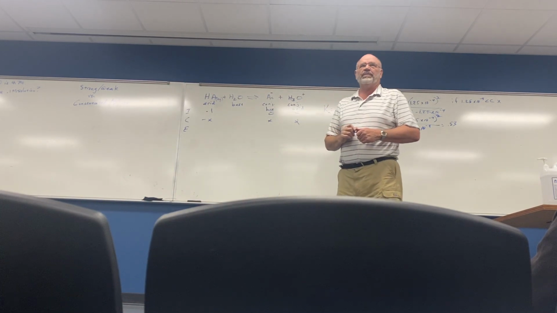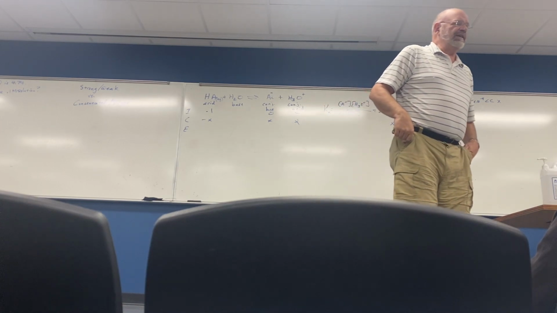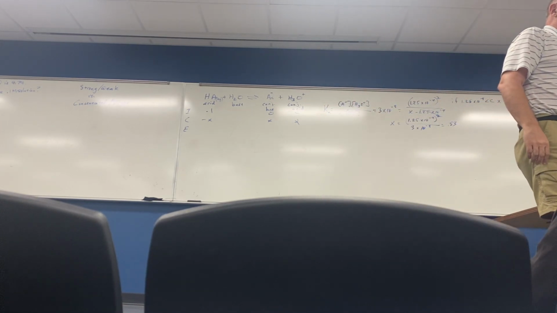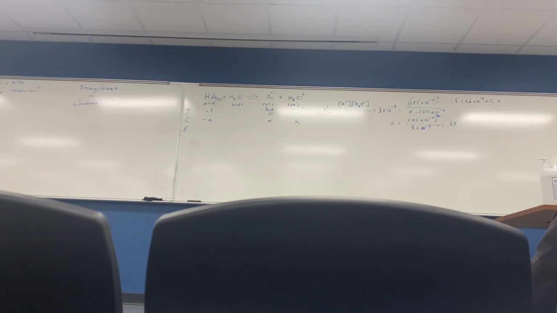What is a pKa of 4.74? How do I turn that into a number? What does P stand for? Negative log. So the negative log of the H plus is 4.74. Can you solve for H plus? Yeah.